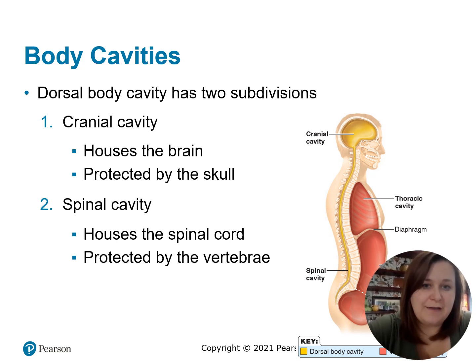So the dorsal body cavity is then going to be broken down into two subdivisions. You're going to have a cranial cavity that's going to house the brain. It's going to be protected by the skull. And then you're also going to have the spinal cavity. That's going to house the spinal cord, and it is going to be protected by the vertebrae.